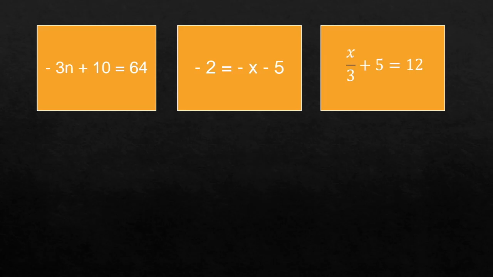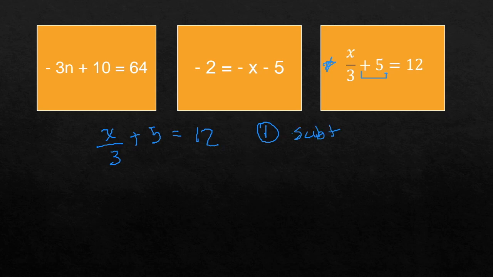Okay, so let's look at this one. So we have x over 3 plus 5 equals 12. This one looks scary because it has that fraction, right? Fractions typically, like the x over 3, typically kind of make us panic, but don't panic. We're just going to follow the steps. So the first thing is to undo any addition or subtraction that's happening to the x. So there's a 5 being added. So we're going to subtract 5 from both sides.